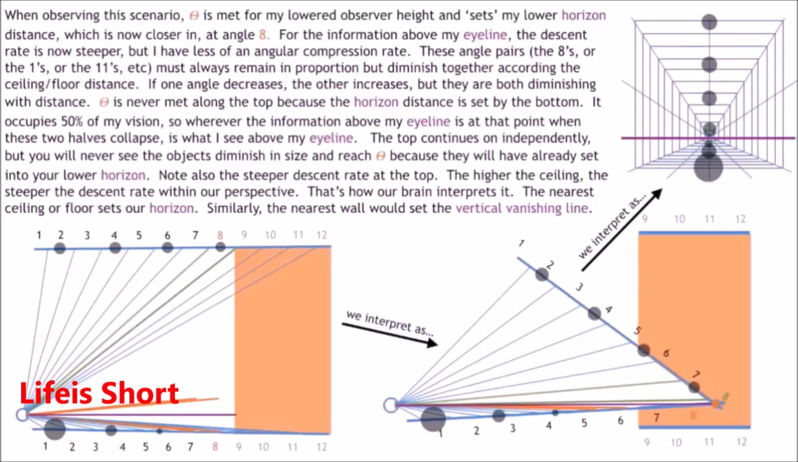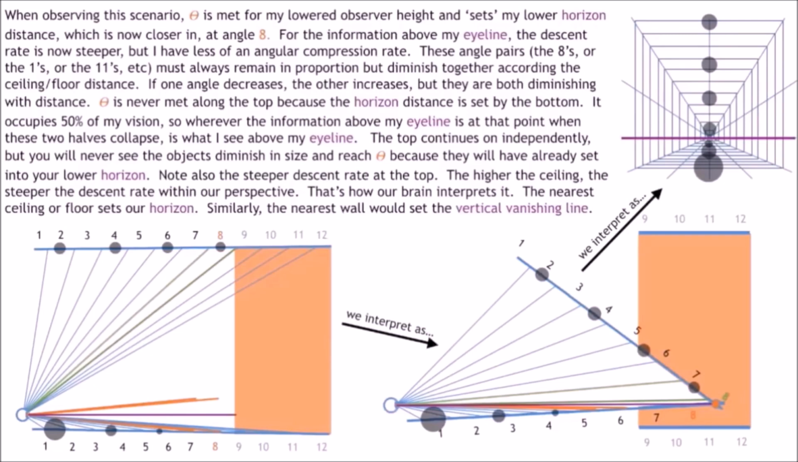For the information above my eye line, the descent rate is now steeper, just like with the bottles, but I have less of an angular compression rate, right? The angles are more open. So these angle pairs, the 8s or the 1s or the 11s, etc., must always remain in proportion, but diminish together according to the ceiling or floor distance. If one angle decreases, the other increases, but they are both diminishing with distance. Theta is never met along the top, again, because the horizon distance is set by the bottom.